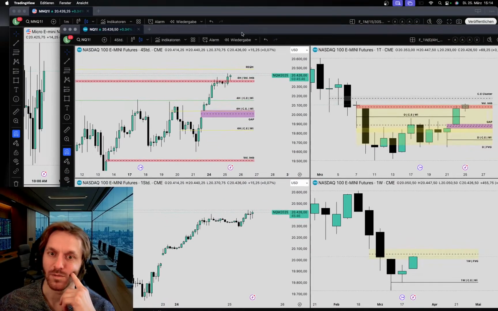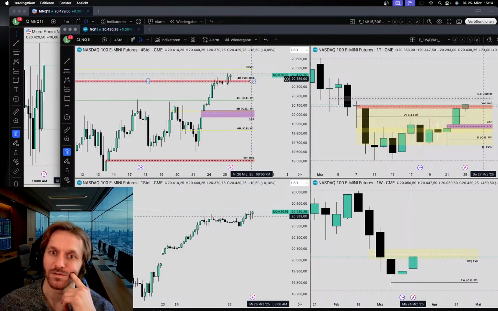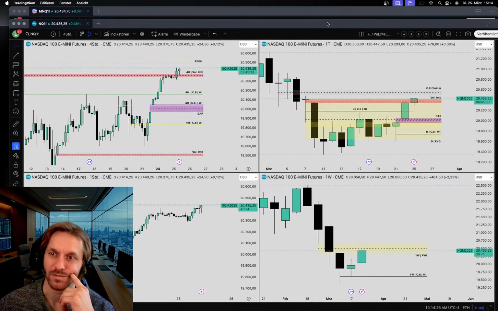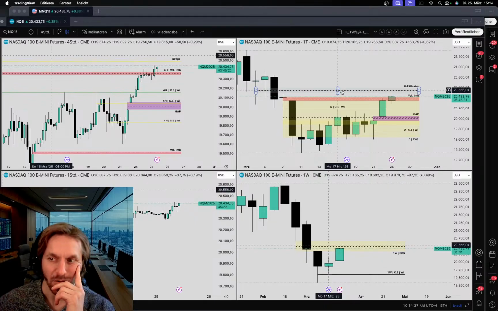I do think we will attack the relative equal highs here before we fall short. And I honestly do not think that we will go very much higher. Like, I do think it's a maximum of 100 points from here.